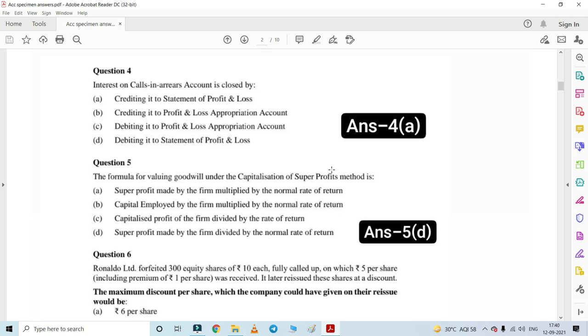Now, question number 5 says, the formula for valuing goodwill under capitalization of super profit method is. You have to find the correct option. For this, you need to learn the formula, and I know by now each of you might have learned the formula. And as per the formula, calculation of capitalization of super profit method is super profit divided by normal rate of return, that is NRR.